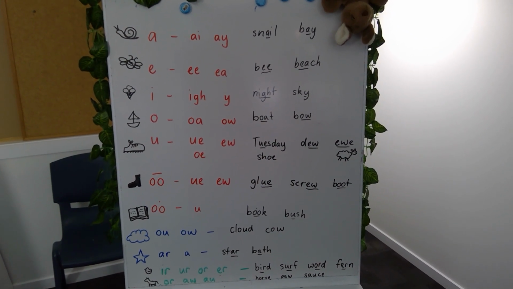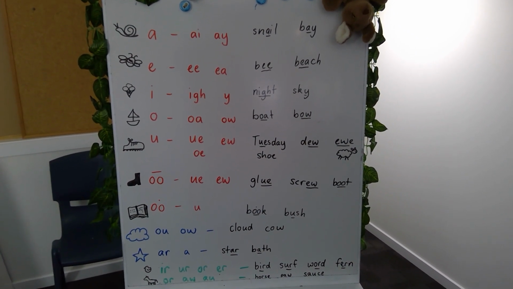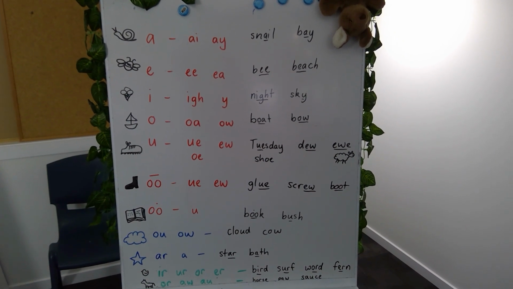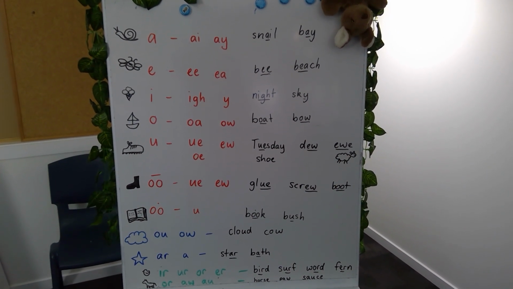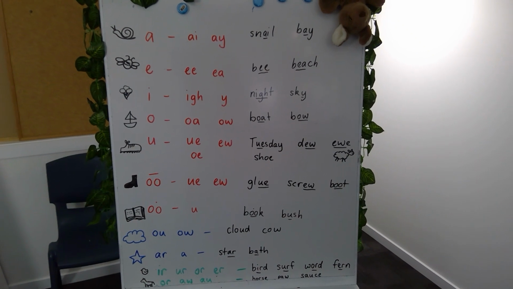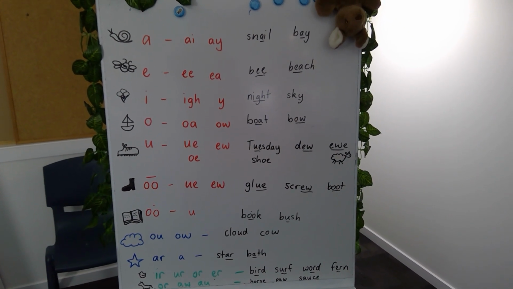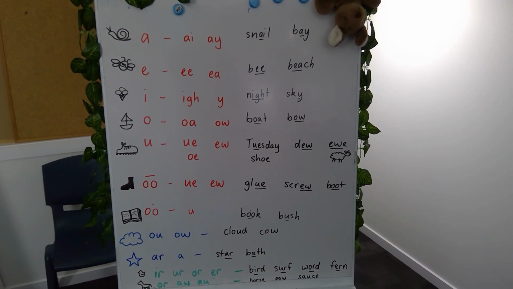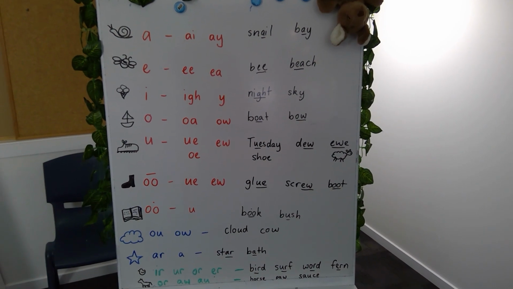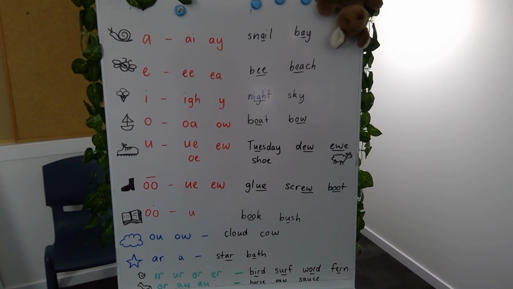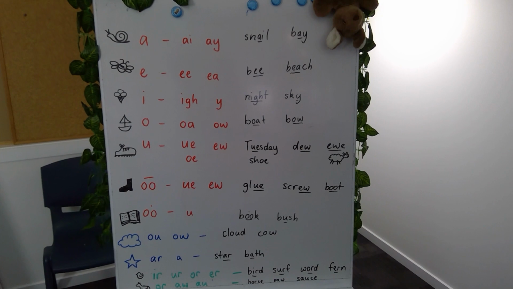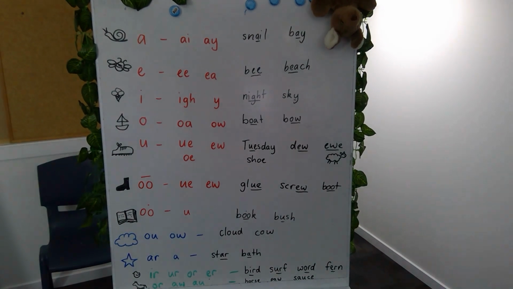Look at the I for ice cream. We have night, and we have a Y as well as I on its own, as in ice cream. So you can see night and sky. So the Y and IGH. Have a look at O with the boat. We have OA saying O and OW as in bow.